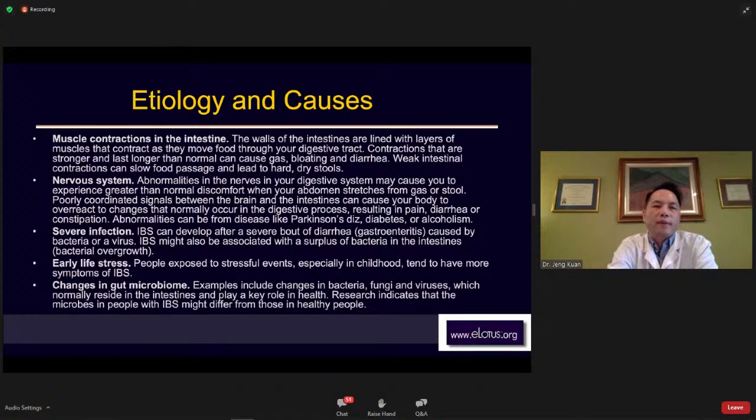Nervous system: if there are abnormalities in the nerves of the digestive system, they can cause you to experience greater than normal discomfort when your abdomen stretches from gas or stool. Poorly coordinated signals between the brain and the intestine can cause your body to overreact to changes that normally occur in the digestive process. That will cause pain, diarrhea, or constipation. Some diseases like Parkinson's disease, diabetes, or alcoholism can certainly cause nervous system issues, and then that can cause IBS.